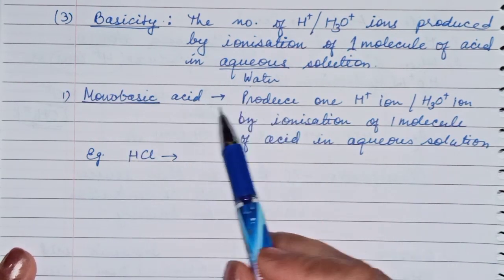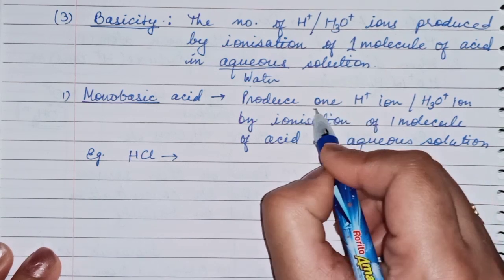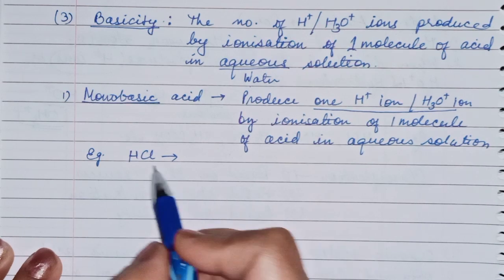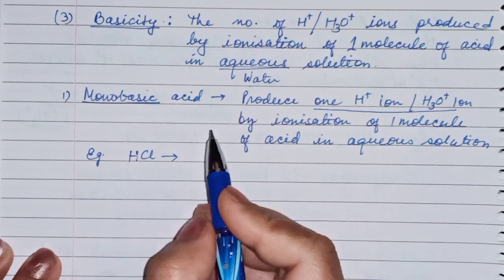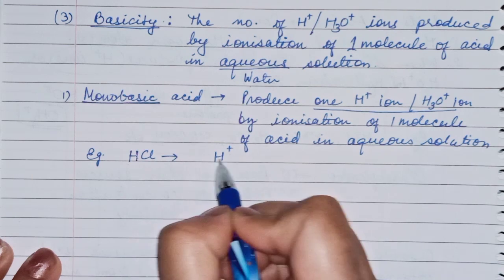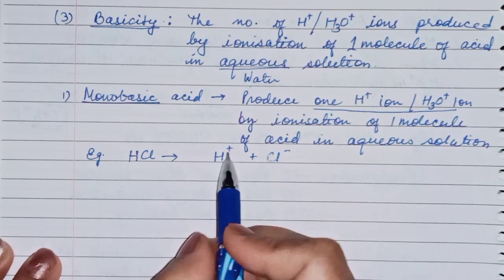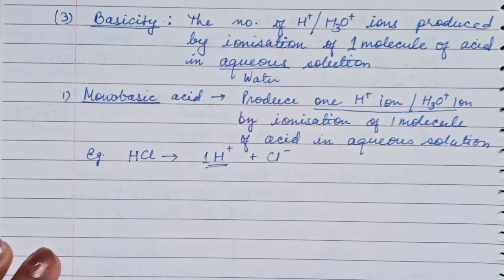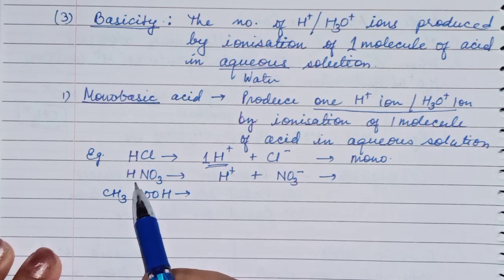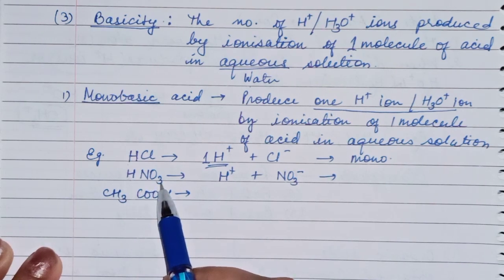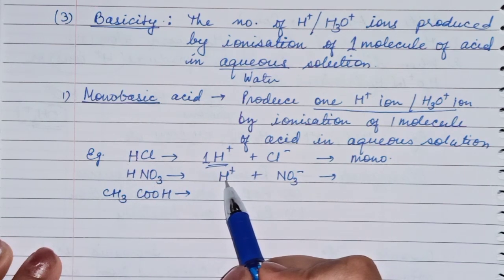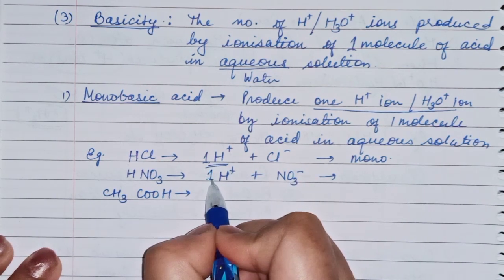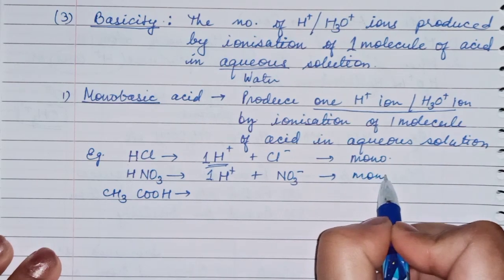Monobasic acids are acids which produce one H plus or H3O plus ion when dissolved in water. Like when one molecule of HCl is dissolving in water, it will produce one H plus ion and Cl minus. So how many H plus ions? One only. That's why you can say it is monobasic. See here, the second example is HNO3. HNO3 dissociates in water as H plus and NO3 minus ion. How many H plus ions is it giving? One only. That's why it is also monobasic.